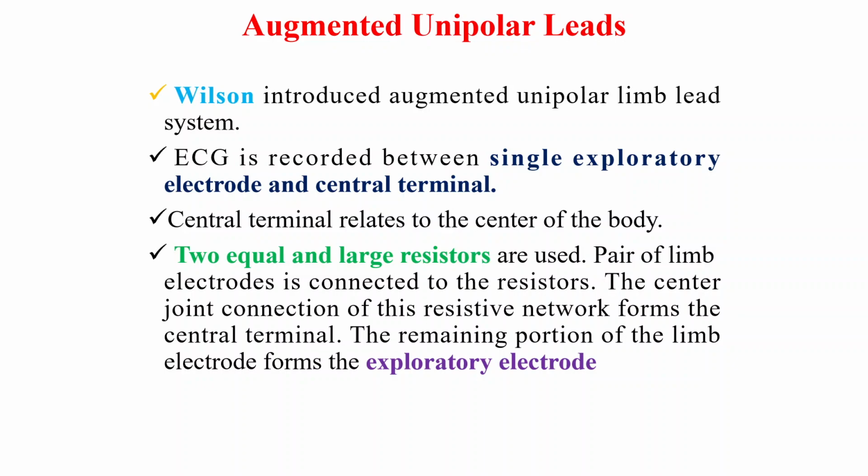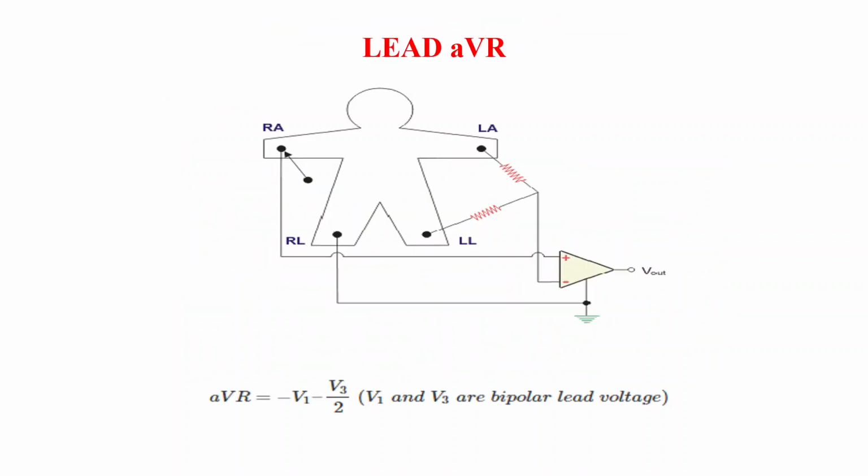We are going to use 2 equal and large resistors here. So this is the exploratory electrode, and another one is also an exploratory electrode. We can see here. Here we are going to connect like this. Central LA and RA both will be connected through the resistance, so that the center point will be connected here. This other one is the exploratory electrode.